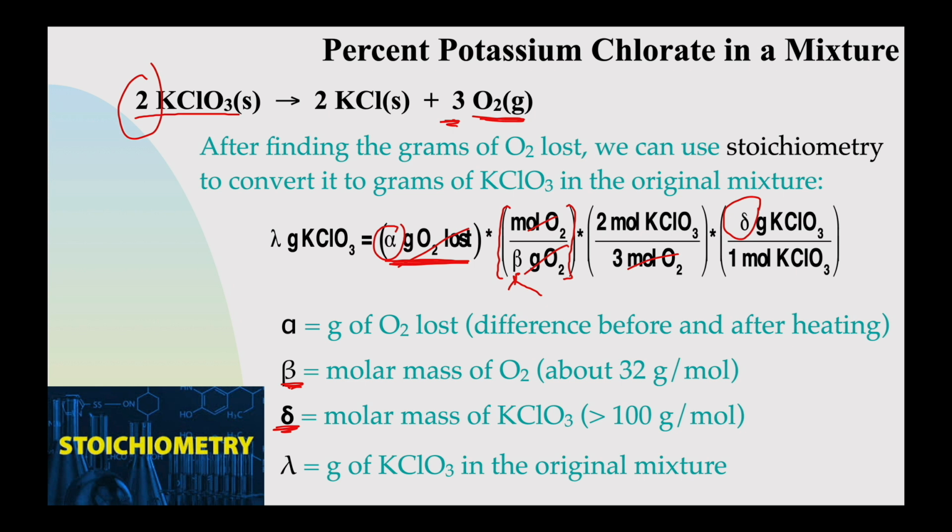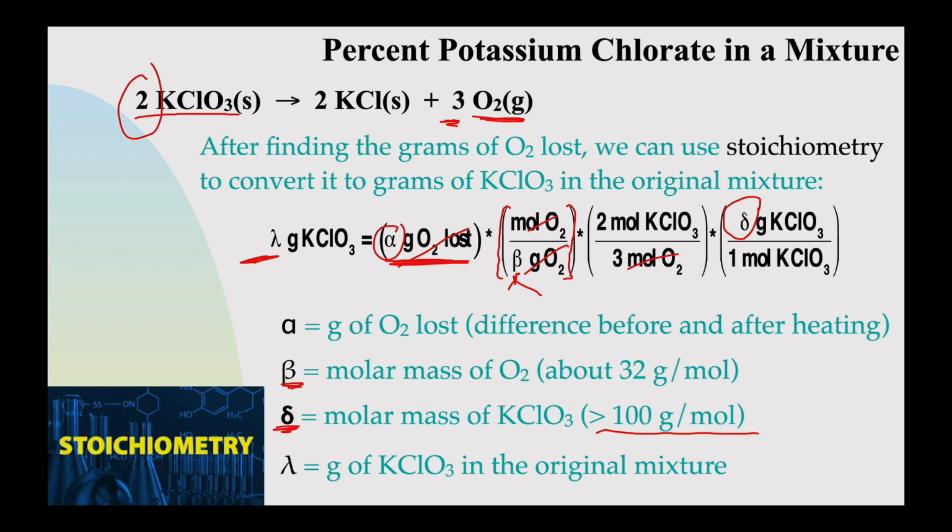Excuse me, start again. This lambda is the grams of potassium chlorate. This is the molar mass. Sorry about that. This is the grams per mole of KClO3. So you're turning moles of KClO3 into grams of KClO3. Delta here is going to be a number. It's the molar mass, a number larger than 100, and I want you to calculate it. It shouldn't be too difficult. On the periodic table, look up a K, a Cl, and 3 O's. Add those numbers together. Whatever that number is, that's going to go in delta.